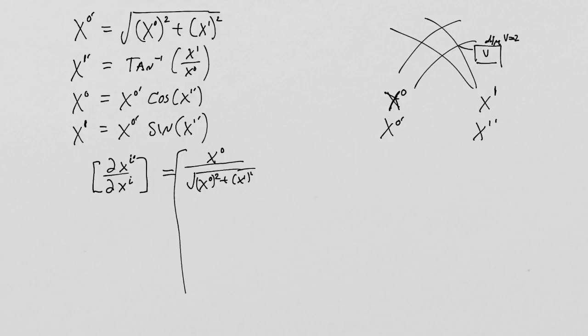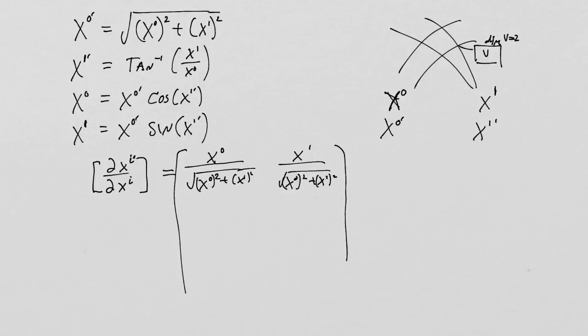The same thing with respect to x1. X0 with respect to x1 is going to be the same thing. It's perfectly symmetrical, right? So x0 squared plus x1 squared, like that.